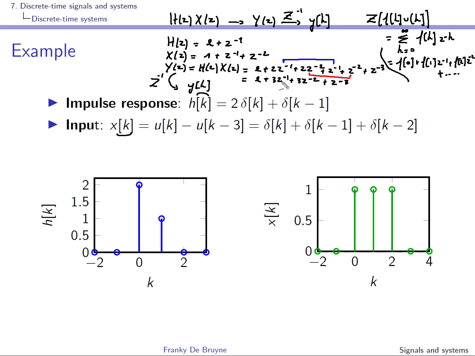Well, we have to do the inverse z transform of this one. This is 2 times a delta located in 0 plus 3 times a delta located in 1 plus 3 times a delta located in 2 plus a delta located in 3.